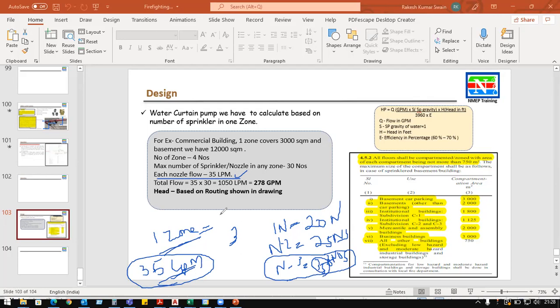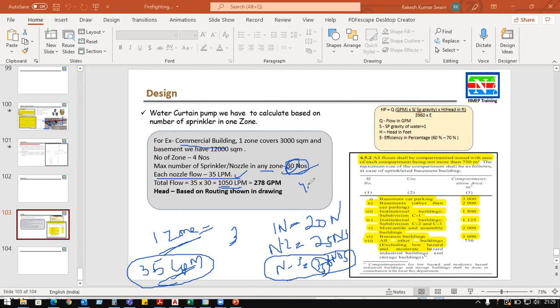Then we'll calculate the total LPM. Maximum was 30 numbers? But the maximum number of sprinkler nozzles in any zone equal to 30, you have mentioned. No, that is an example, that is not standard. The maximum number of sprinkler nozzles in any zone is 30 in that particular project. So 35 multiplied with 30, we are getting this. Don't think that it is limited to 30.